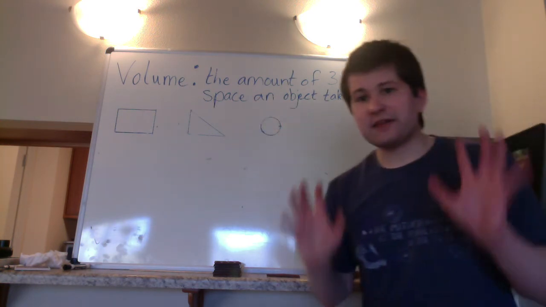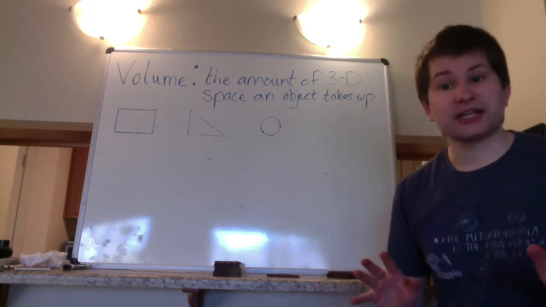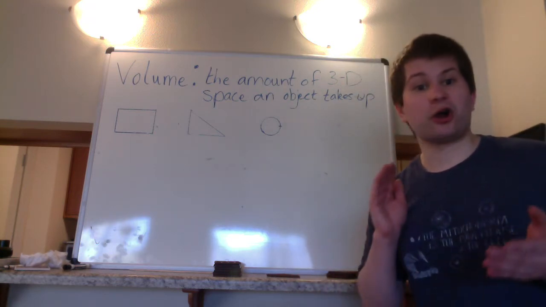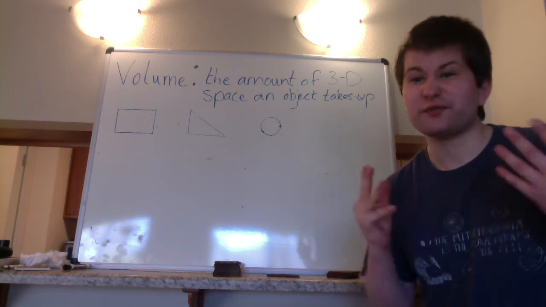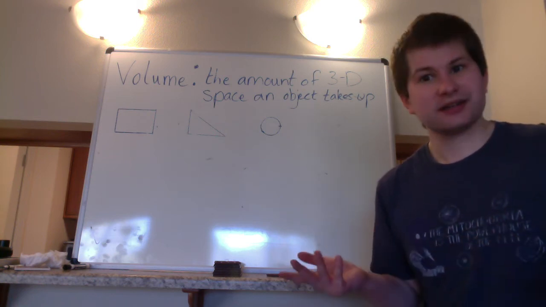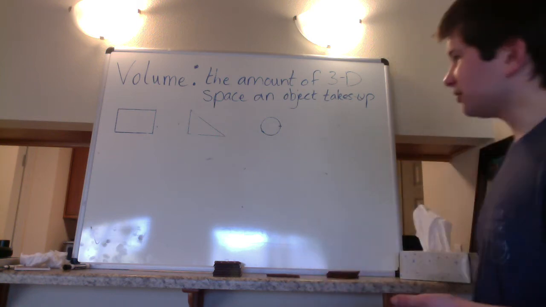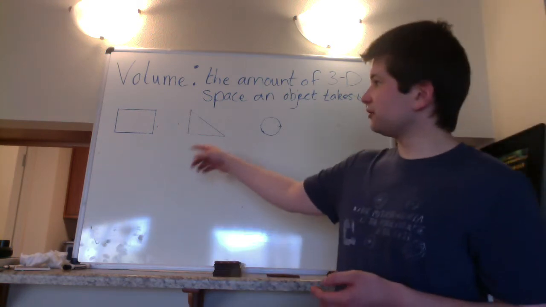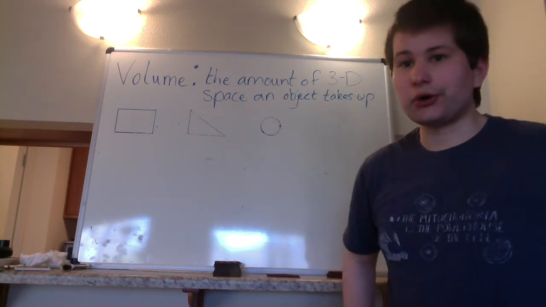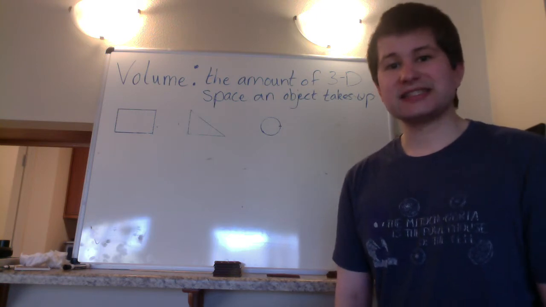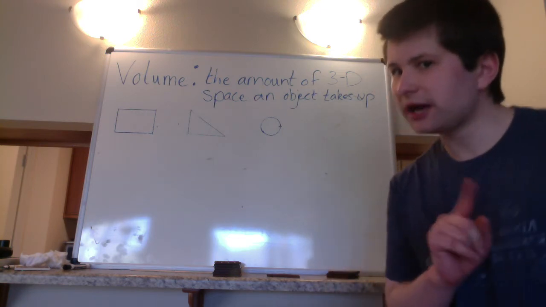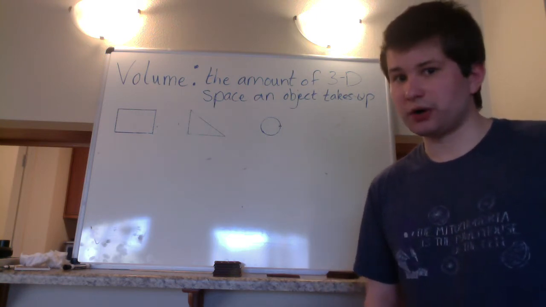But before we dive into calculating stuff with 3 dimensions, we need to make sure we are spot on with calculating for 2 dimensions, which is area. So let's take a look at these 3 shapes. We have a rectangle, a triangle, and a circle. Pause the video right now and see if you can come up with how you calculate the area for each one of these shapes.